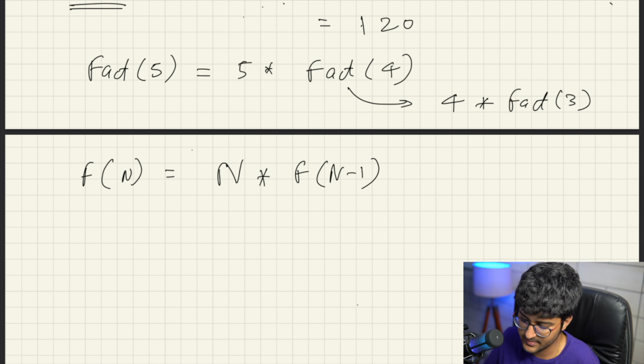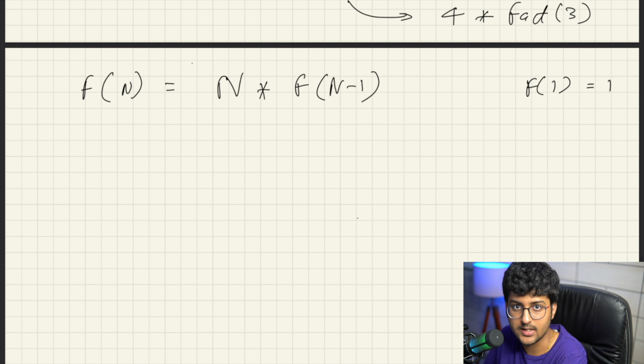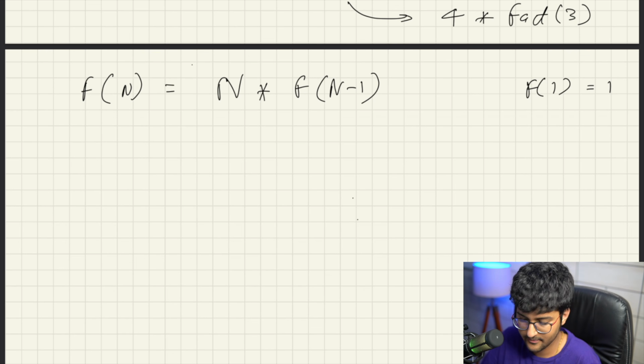What is the base case? Base case can be something like factorial of 1 is equal to 1. That can be our base case. That's it. Now that you know how the function call works, let's see how it's working internally, like the graph of it, the tree. So basically the tree is going to look something like this.